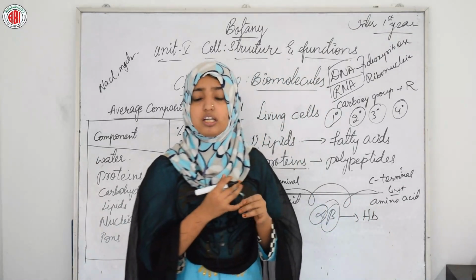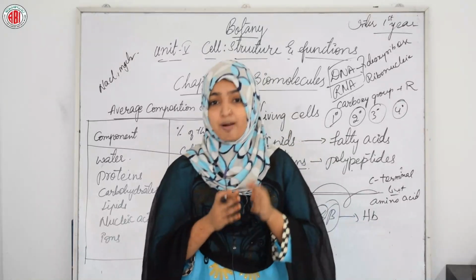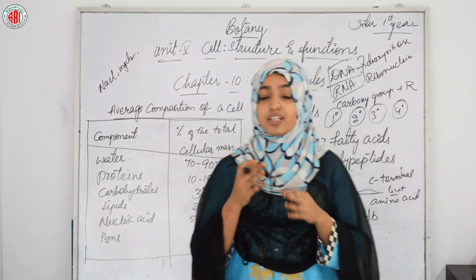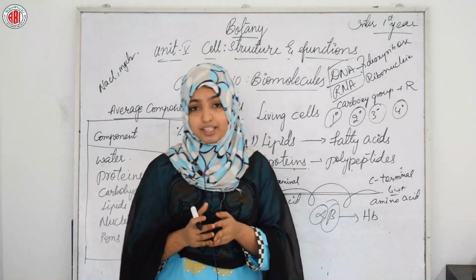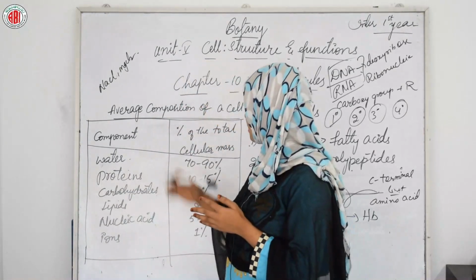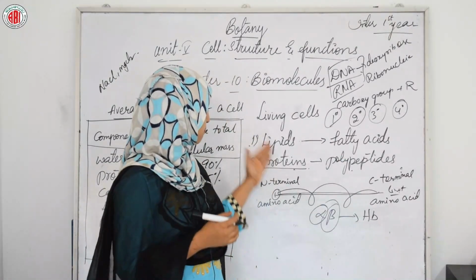So that was all about the structure of proteins in detail, and that was all about the chapter today, where we have covered different types of biomolecules, that is lipids, proteins, carbohydrates and nucleic acids, and we have also learnt about the average composition of a cell, and we have also discussed the structure of proteins in detail.